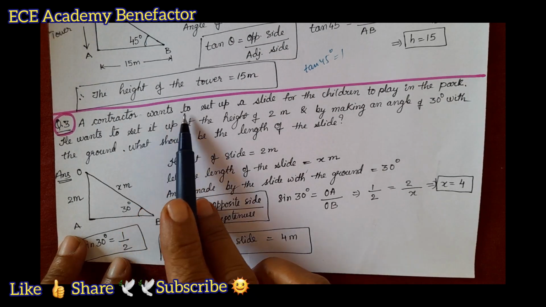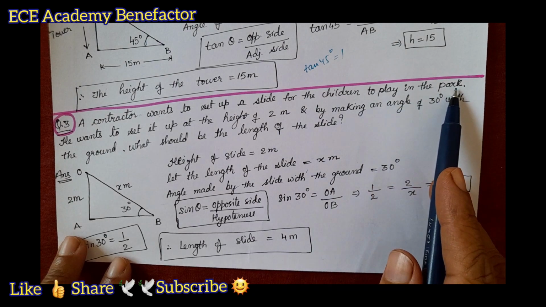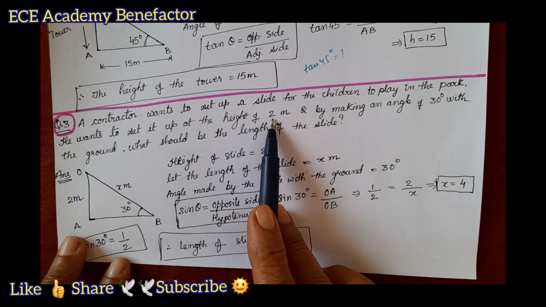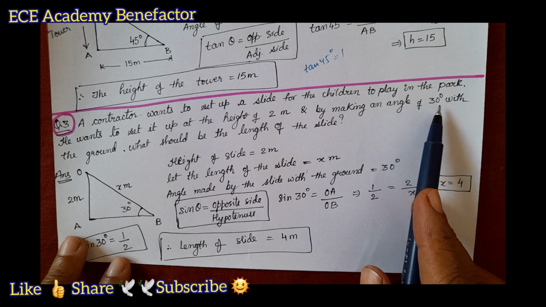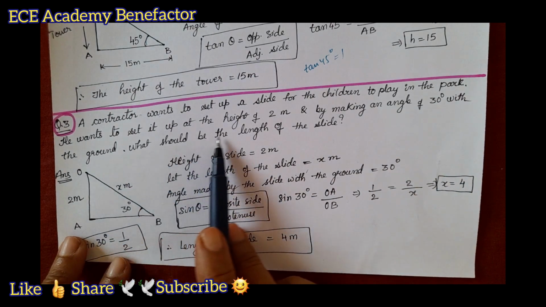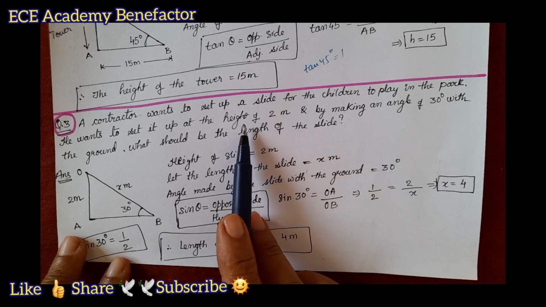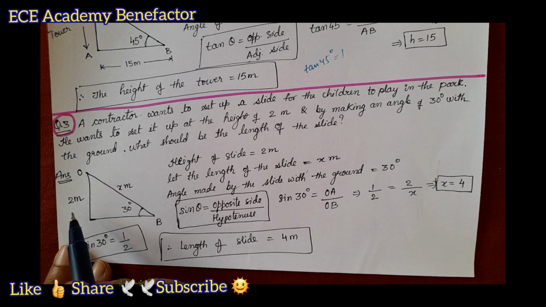A contractor wants to set up a slide for the children to play in the park. He wants to set it at a height of 2 meters and by making an angle of 30 degrees with the ground. What should be the length of the slide? Okay, so let us now draw the diagram for this given problem.